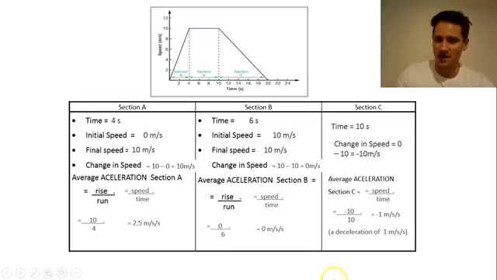Cool. So just something to point out here, negative acceleration is also referred to as deceleration. Negative acceleration means slowing down.